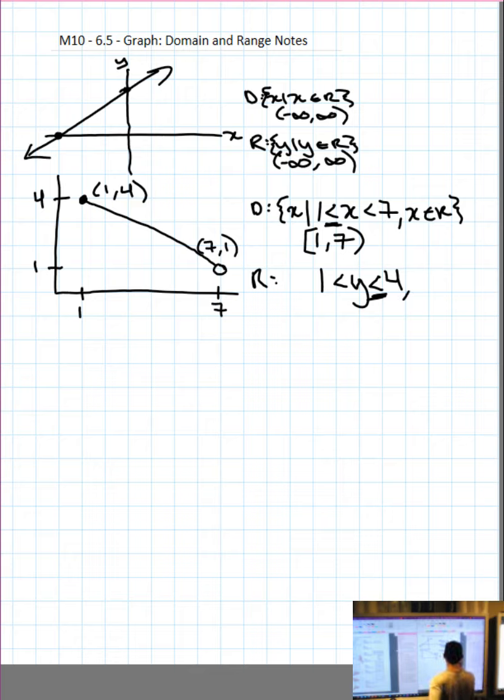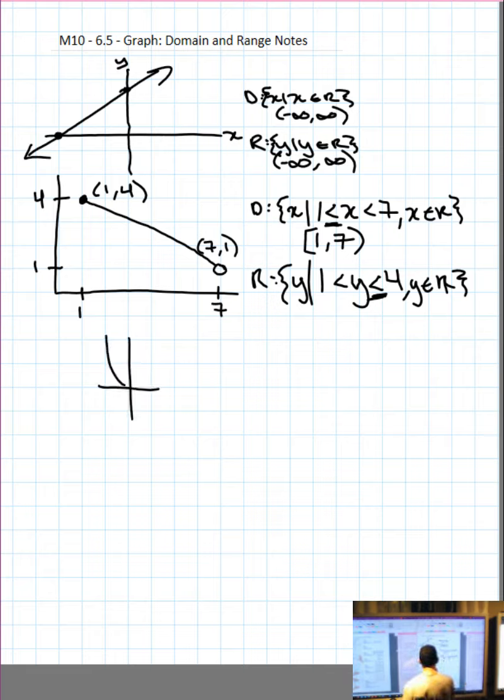We can be all the points in between, so y ∈ R. Curly brace, we were talking about y, so y, vertical bar, making sure you can still see that 1, and curly brace in front. Okay, so little parabola.